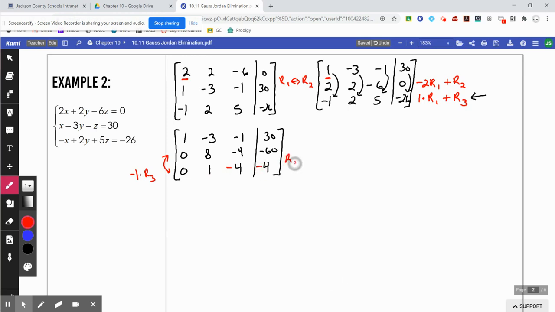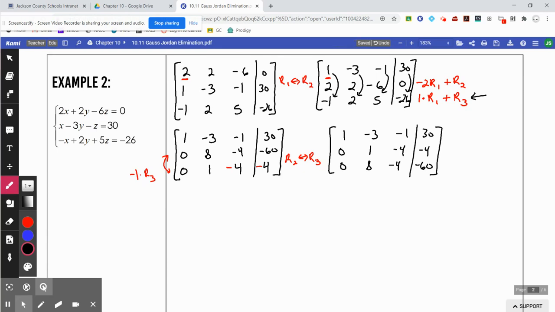Now let's go ahead and interchange row 2 with row 3. So row 1 is going to stay the same, and here's our new matrix. And hopefully doing it that way will keep us away from the fractions a little bit longer. So I've got my 1 right here. So let's use it to make this a 0.